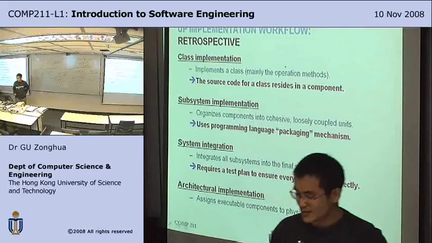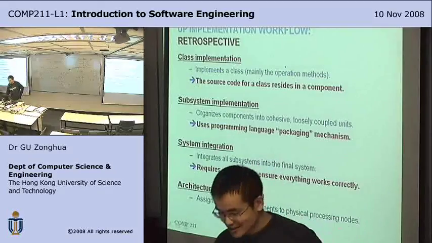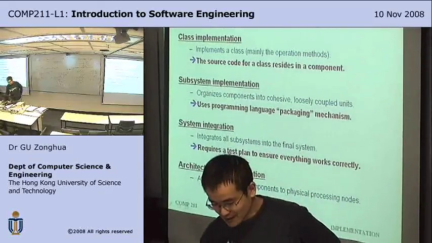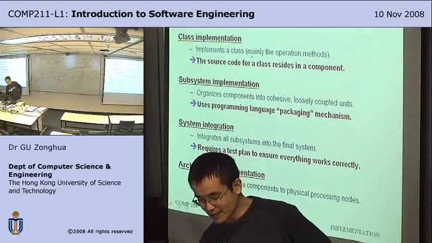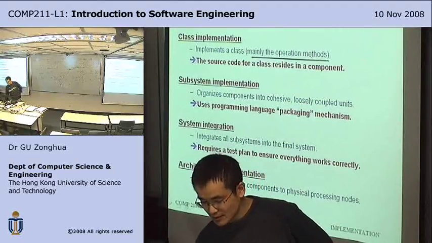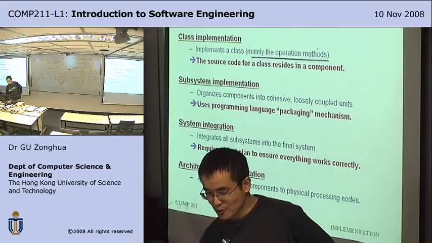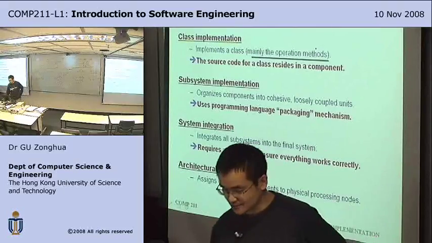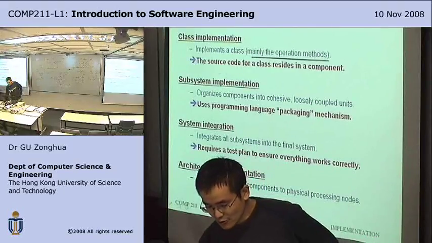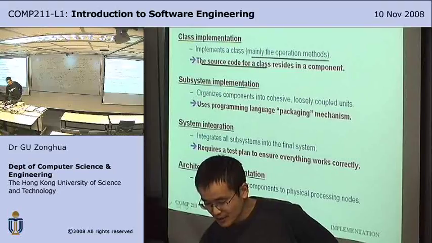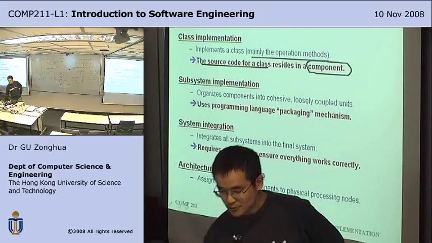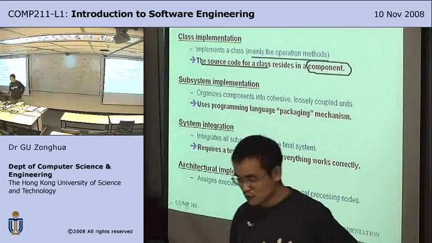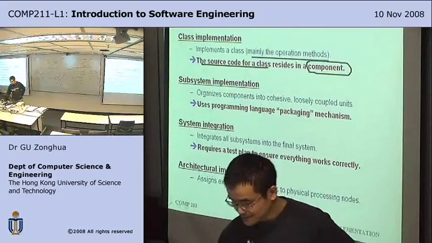So implementation, that's very easy, right? So you have class implementation, where you implement a class, mainly the operation methods. That is the methods for implementing an operation, to be more precise. So you write the source code for a class that resides in a component. Component is an implementation artifact. Could be a file, could be executable file, source file, could be a library.